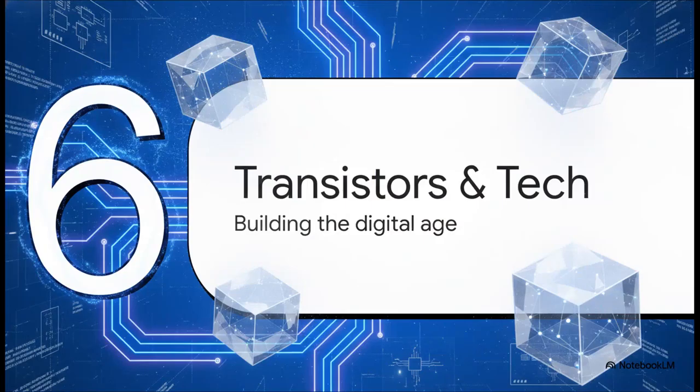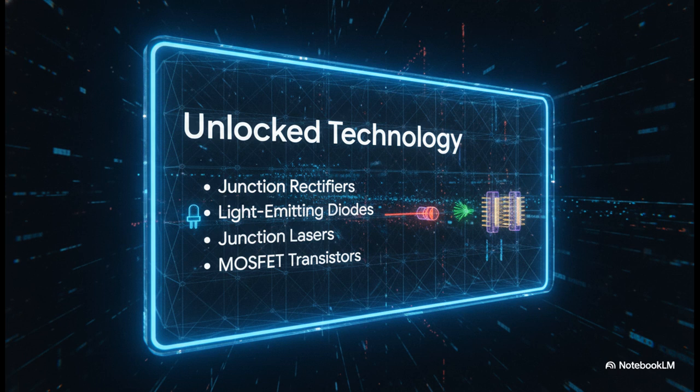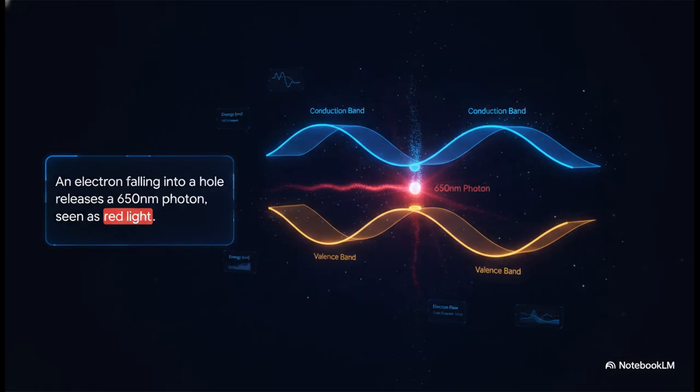Which leads us to our final section, Part 6, Transistors and Modern Tech. This simple PN junction barrier is the fundamental building block for almost every piece of digital technology you use on a daily basis. We're talking junction rectifiers that convert alternating current to direct current, light-emitting diodes, junction lasers that read optical discs, and, of course, the almighty transistor. Let's look at a really fun example.